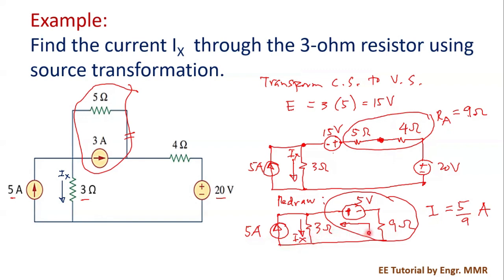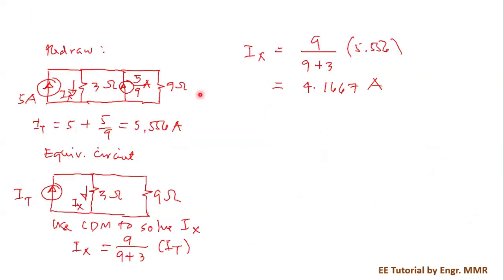So we decided then to convert the voltage source to a current source. How did we get it? We just divide the 5 by the 9 ohms. So we have 5 over 9 amperes. Then, since we see current sources connected in parallel, we combined them, and then we have come up with a simple parallel circuit. Then we solved for Ix using the current division method.